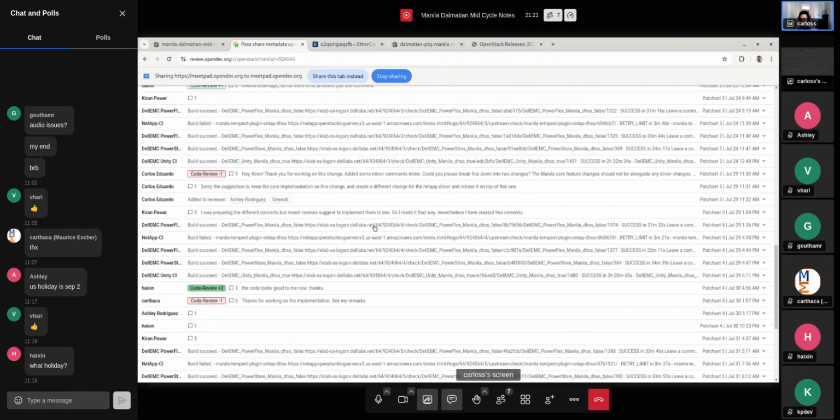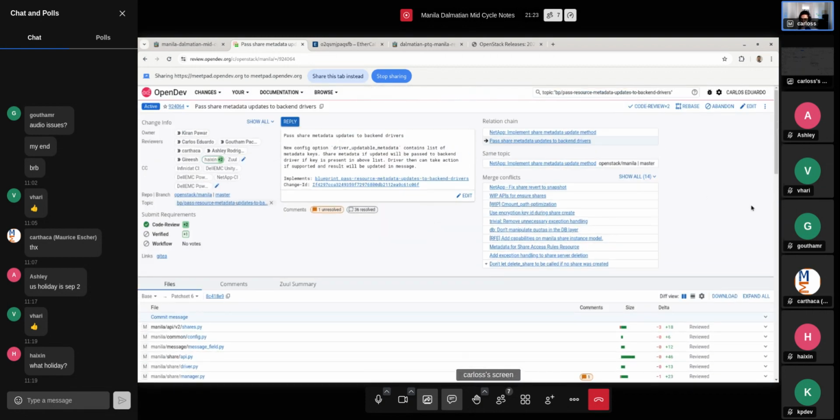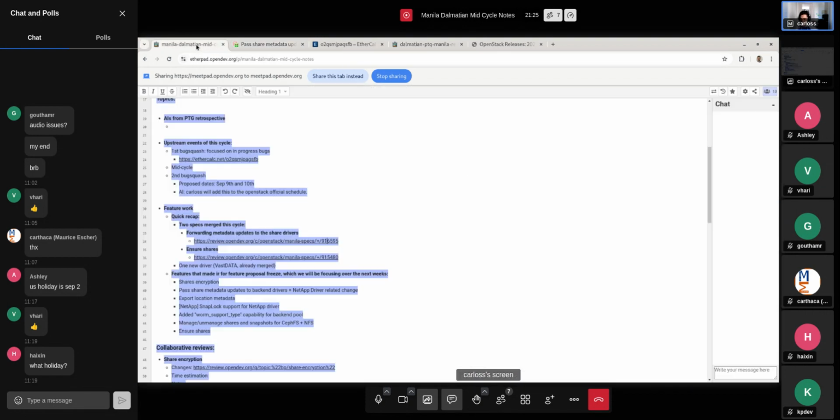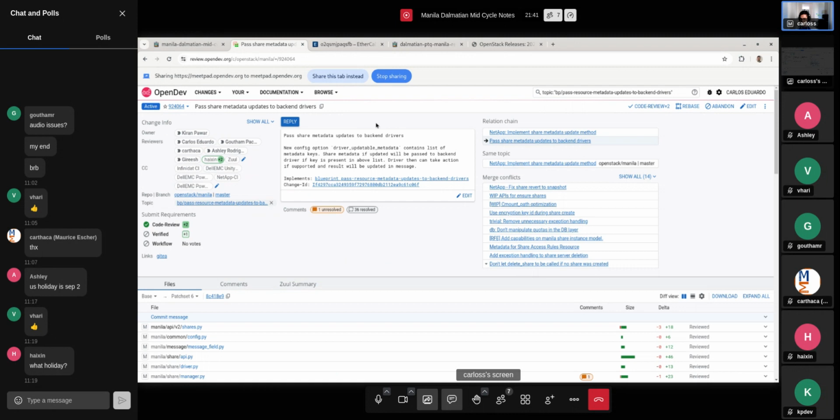It's looking close. So my ask for this change is: if you haven't looked at it yet, or if you have already, please get back to it because I think it's pretty close to being merged. The comments were quickly addressed, and Kiran's been waiting for reviews on this change. So let's try to get this change moving.